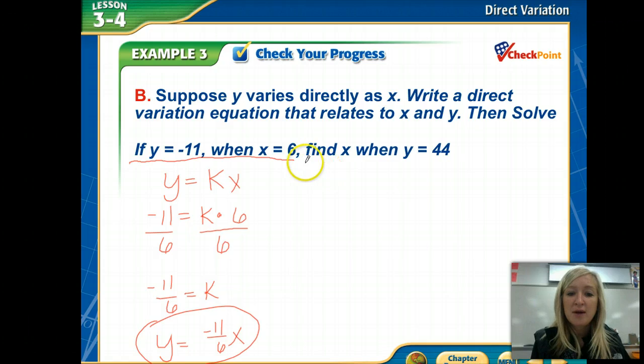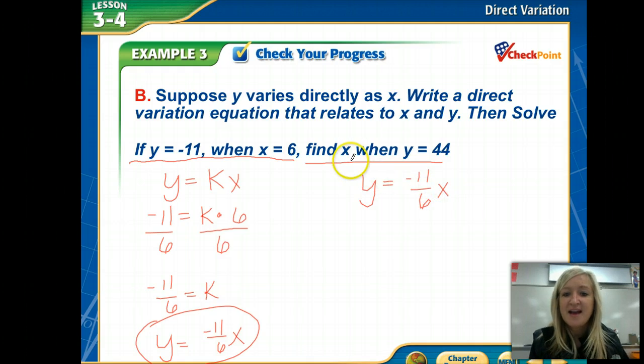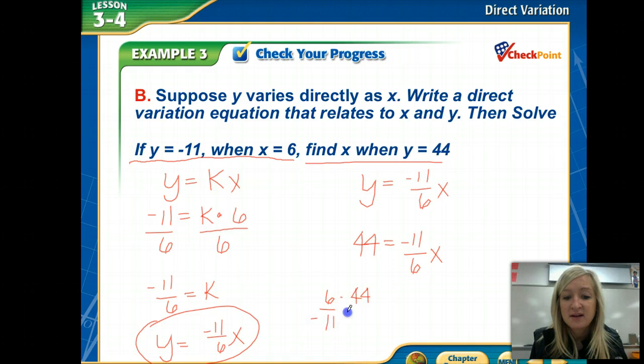So now I'm going to plug it into the second part of the problem. So I have y equals -11/6x. And it says find x when y is 44. So 44 equals -11/6x. Well, in order to get rid of my multiplication by x, I need to divide, which basically means multiplying by the reciprocal of 6/11.